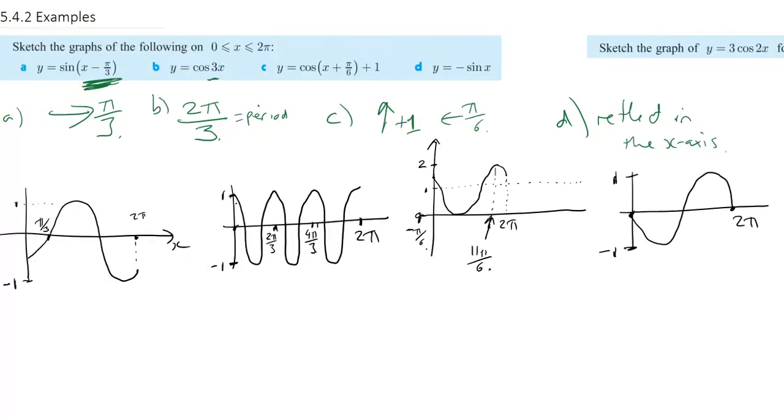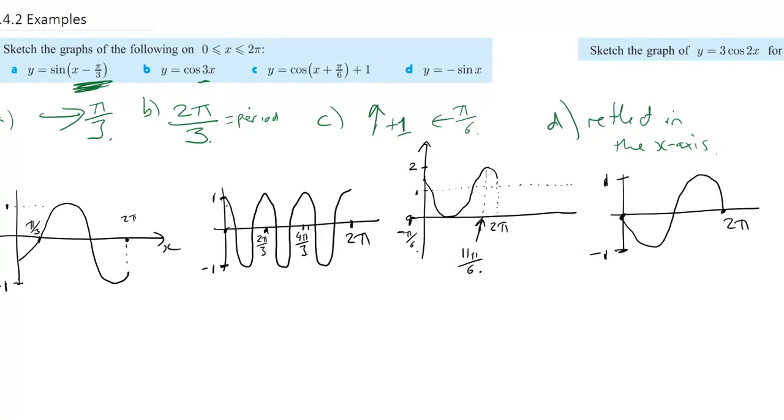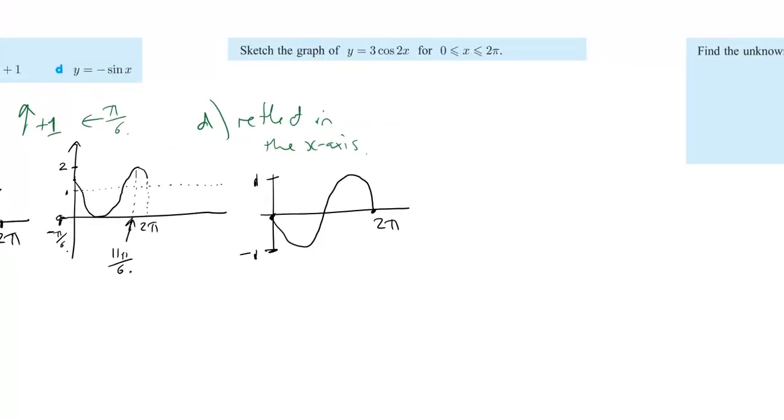Do forgive my poor diagrams. Hopefully you understand what they mean. Pay attention, though, to the labeling, where things are and what's been highlighted. That's what the examiners are going to be looking for there. Okay, so let's do another one.